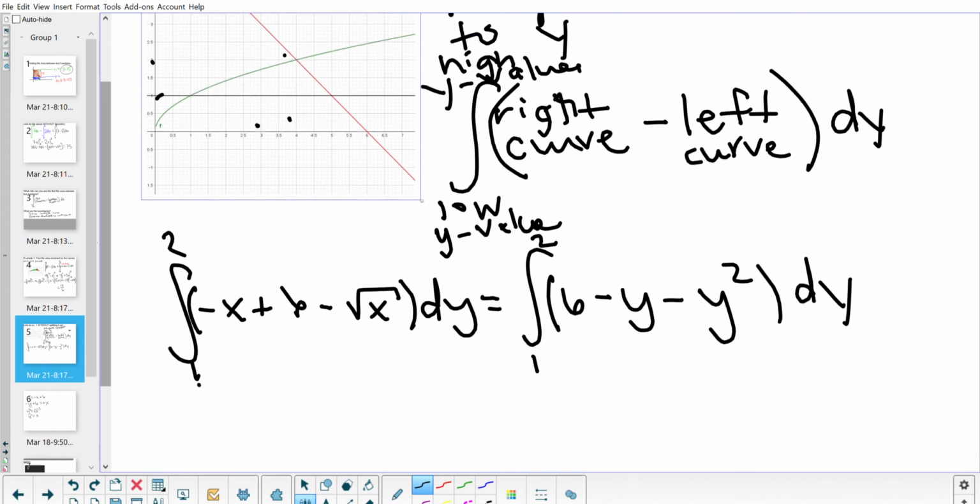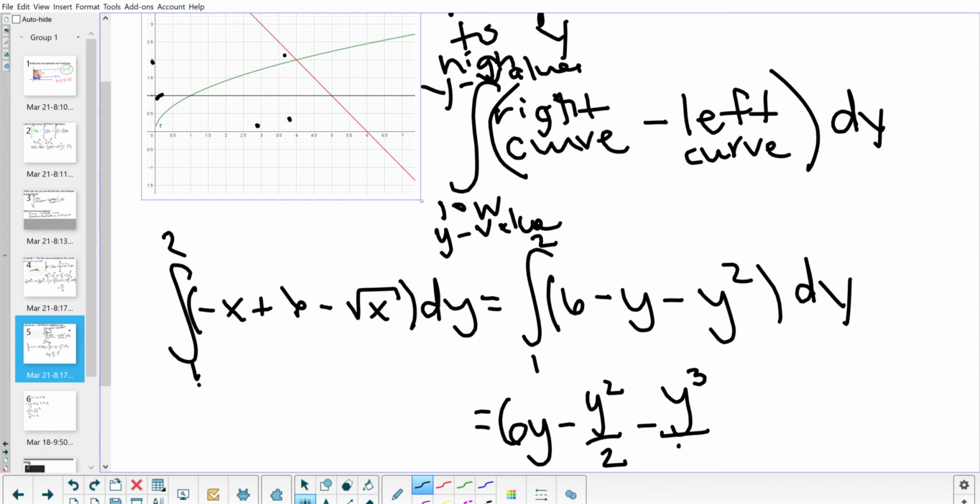So this would be 6y minus y squared over 2 minus y cubed over 3. And that has to be evaluated from 1 to 2. So you got to plug 2 into everything and then subtract, and then plug 1 into everything and subtract that from the answer you get when you plug in 2.